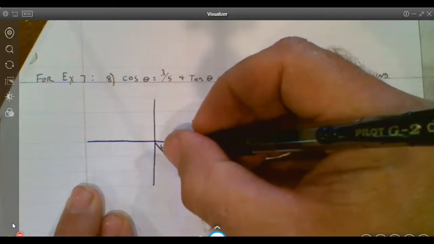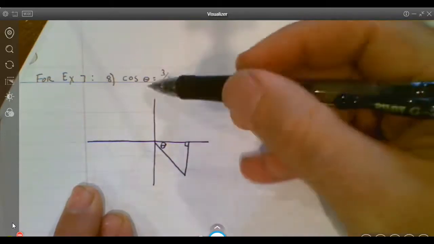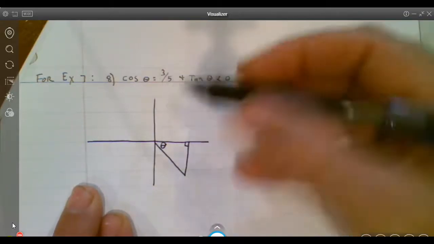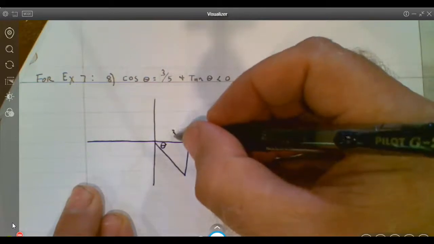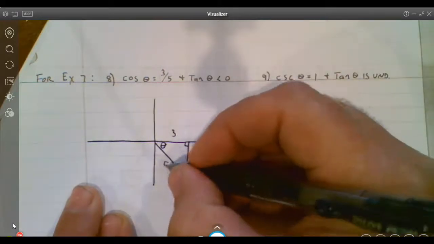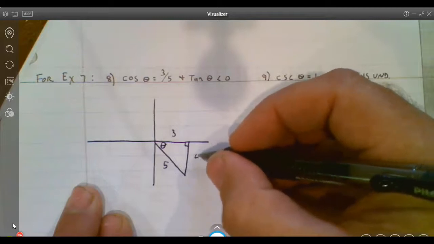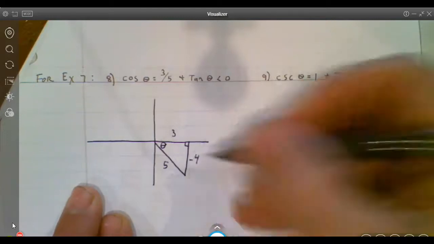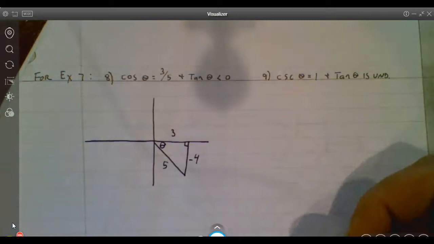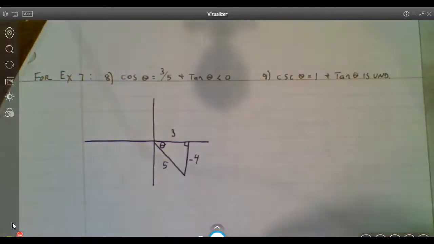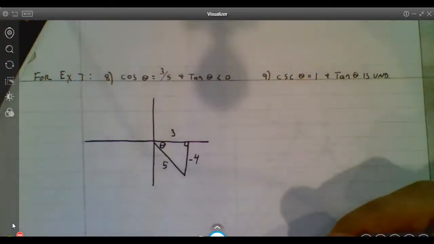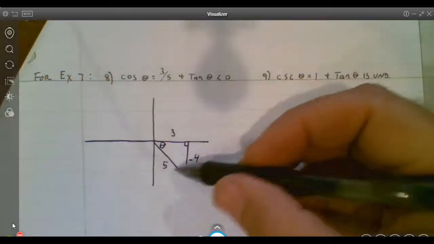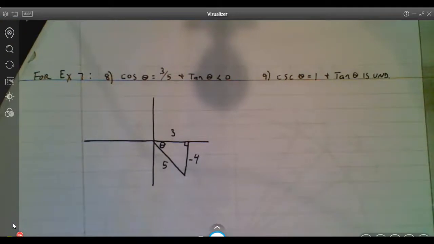So this is our reference angle. Cosine, we know, is adjacent over hypotenuse, so we're looking at a 3, 4, 5 right triangle. Anything that goes down is negative. And now we could evaluate any of our trig functions based on that drawing. You could do the sine, just opposite over hypotenuse. You could do all 6 functions just based on that drawing.